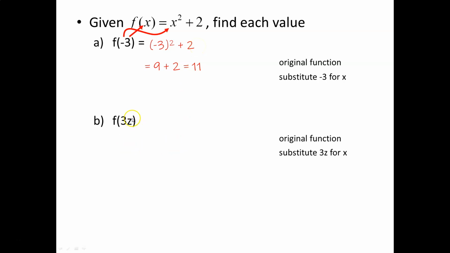Now, with these, you can also have variables go in. So with part B here, we're looking at the function f, and we're putting 3z in for x. So it's (3z) squared plus 2. When you have a number touching a parenthesis, we distribute. So this becomes 3 squared z squared. 3 squared is 9. So 9z squared plus 2. We cannot combine any like terms because there aren't any, and that's just our answer.